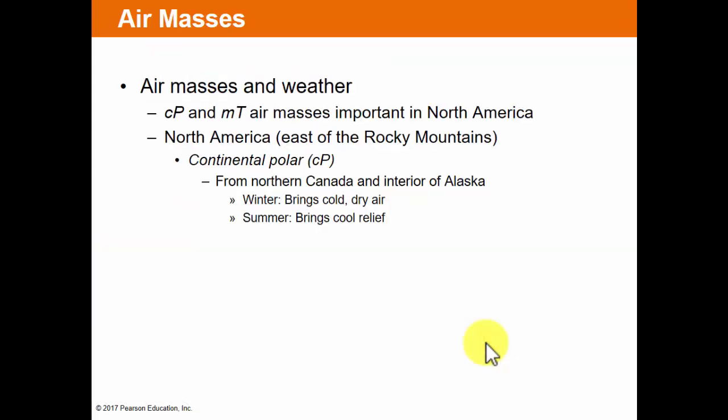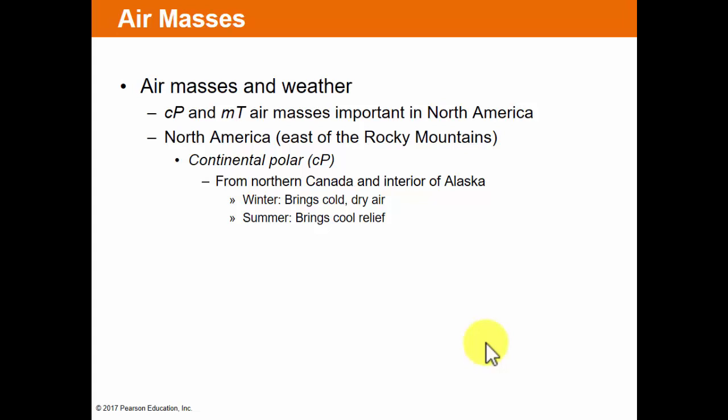In terms of air masses and the type of weather they may bring, continental polar or maritime tropical air masses are very important to North America. North America east of the Rockies is largely influenced by continental polar air. That is cold, dry air that slides south from Canada.